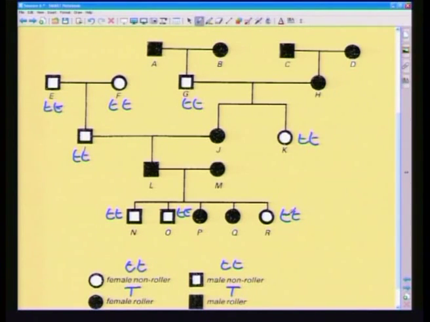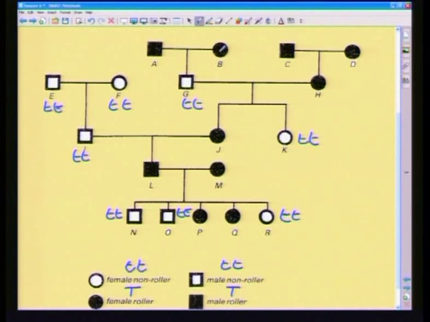Now, for parents to produce an offspring that is homozygous recessive, in other words, 2 little t's, what does that tell you? Where did the 2 little t's come from to make that baby? One had to come from the father and one had to come from the mother. If the father didn't have a little t and the mother didn't have a little t, how on earth do you have a baby with 2 little t's? One has to come from the father, one has to come from the mother.